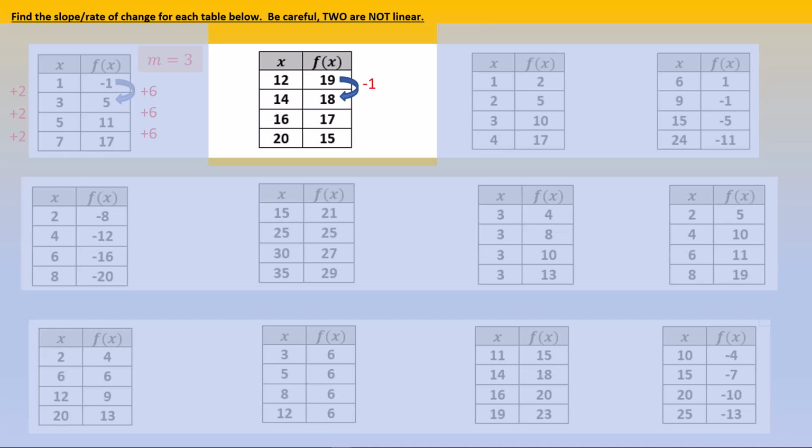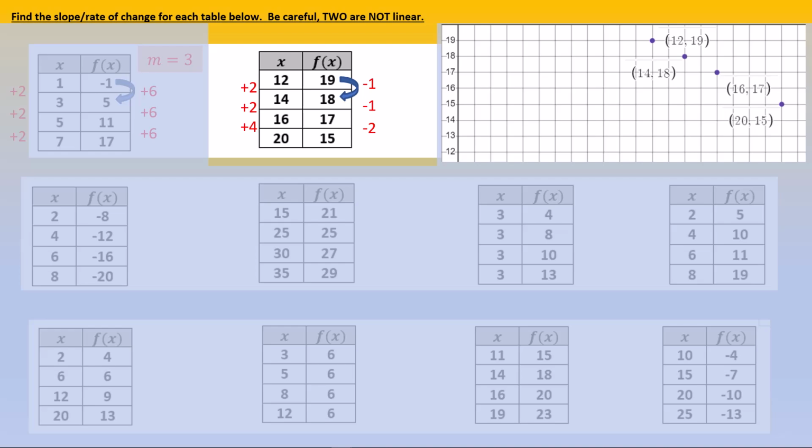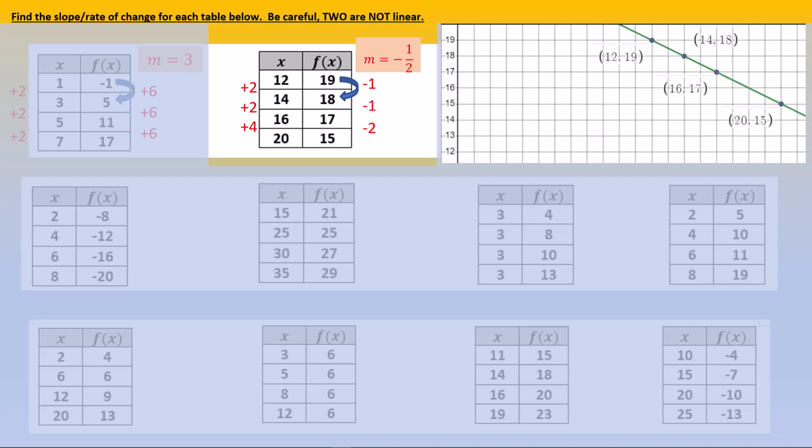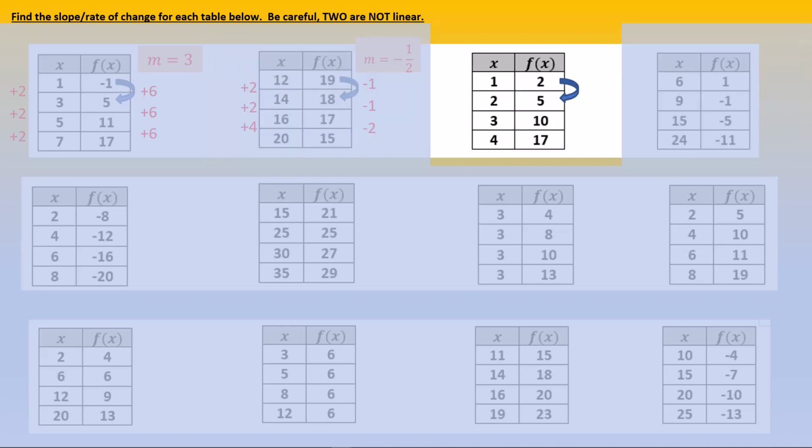Here we can see the changes -1, -1, -2 for y, plus 2, and plus 4 for x, and we can see that they are indeed all on the same line with the slope of m equals -1/2. For this example, stop the video, work it out yourself, and then start it again to see how you did.